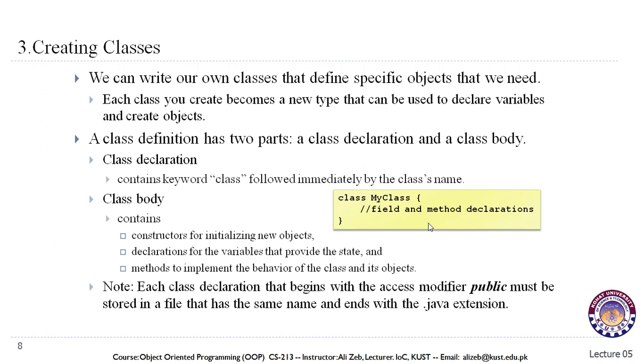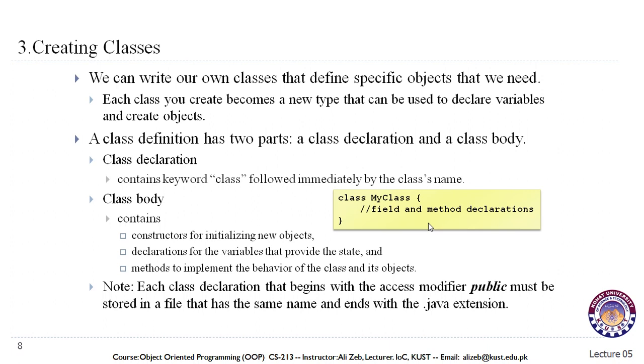Each class declaration that begins with the access modifier public must be stored in a file that has the same name and ends with the .java extension. So we need to be careful, especially when we are using an editor like Notepad, when we are saving the file. It needs to be saved with the same name as our class name.